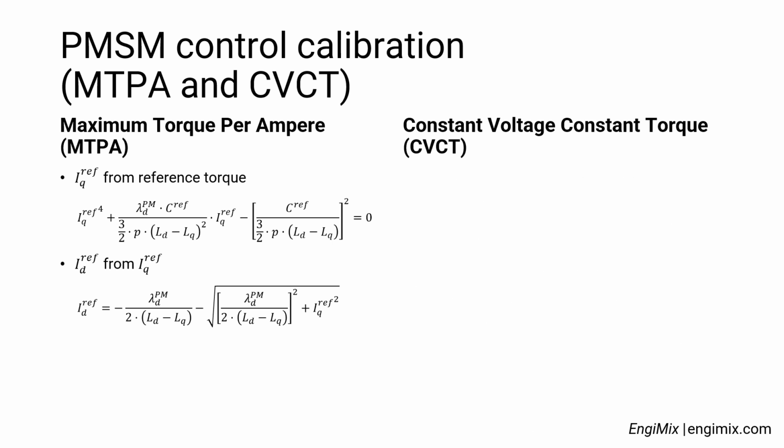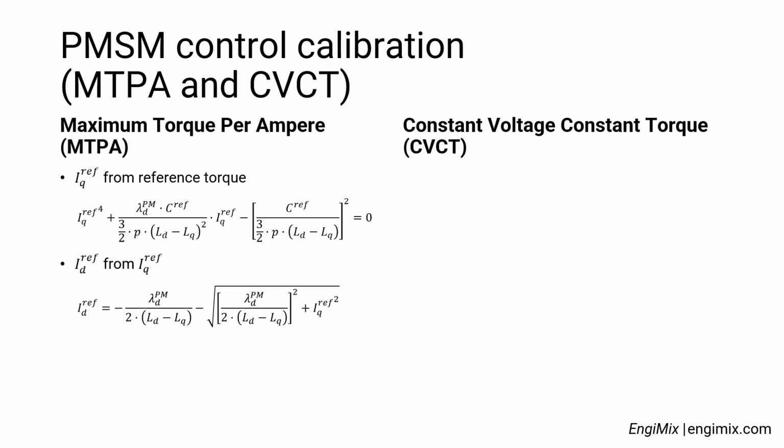The constant voltage constant torque, instead, is a method that allows to find all the points in the ID and IQ reference frame characterized by the same voltage and the same torque.